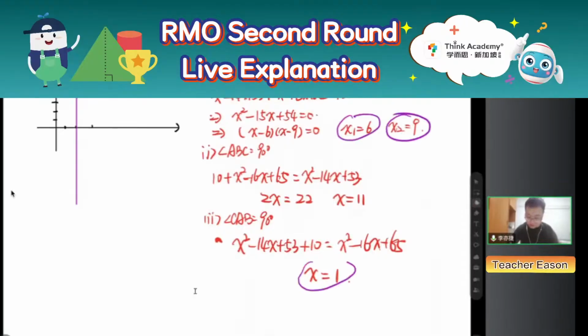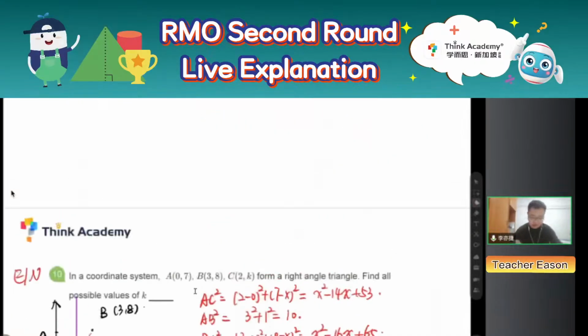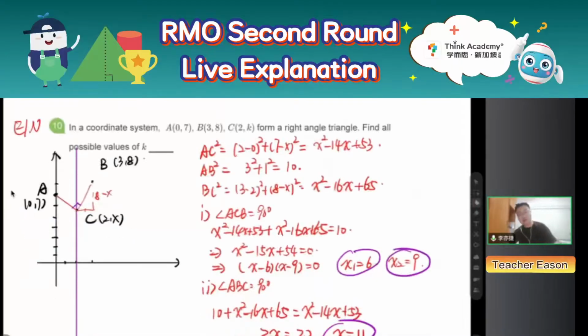6, 9, 11. Pythagoras theorem is not that hard. Calculation is complicated, but not that hard anyway, right? If you use a vector, it's very easy. If you use Pythagoras theorem, it's normal. But anyway, a primary school student will be able to solve it. So that's it, question 10.